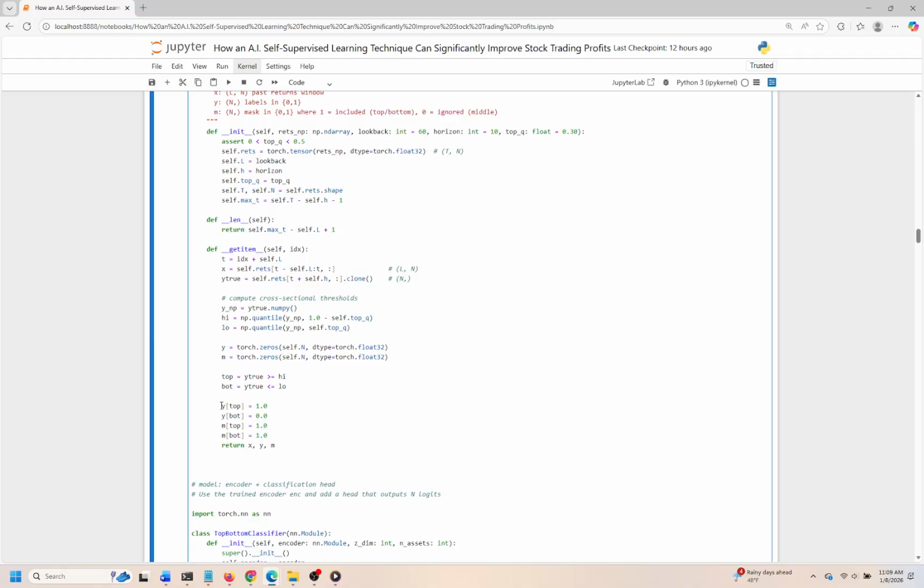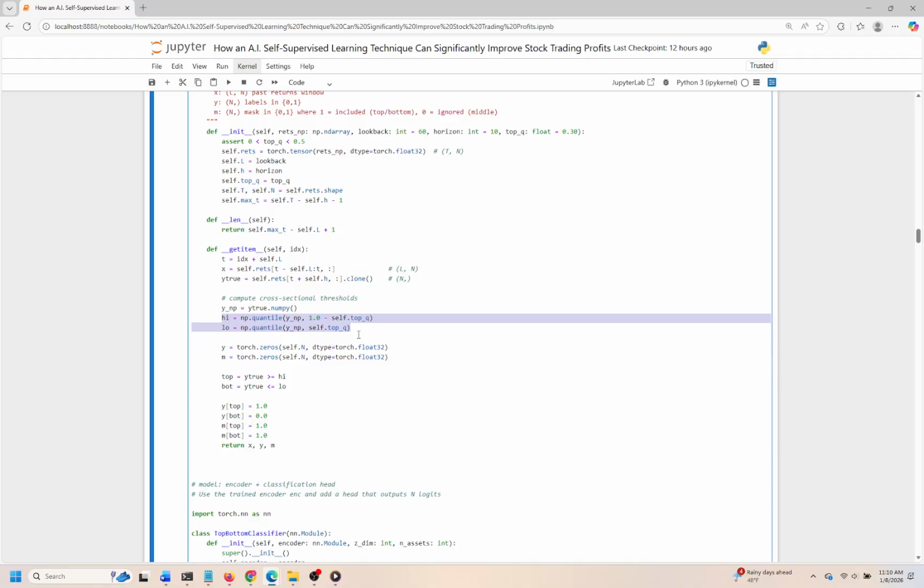When creating the labels, we calculate the quantiles for the returns at time t, determining the thresholds that differentiate the top 30% from the bottom 30%. This is achieved with the NumPy quantile function, which provides an efficient way to pinpoint these critical values. The returned labels and masks are one-hot encoded, meaning assets that fall into these categories are marked clearly, while those in the middle are ignored in the subsequent loss calculations.